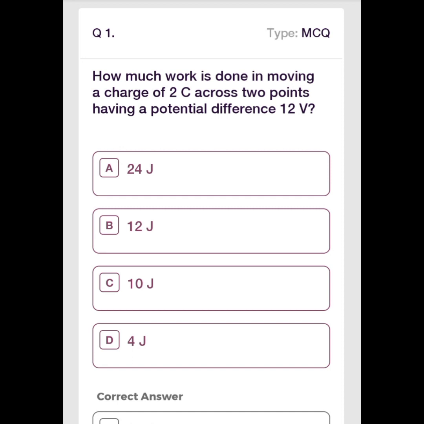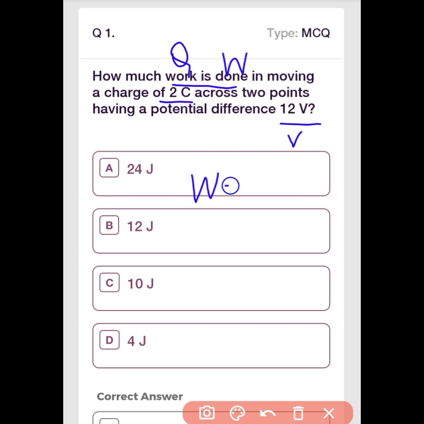How much work is done in moving a charge of 2 Coulomb across 2 points having a potential difference of 12 volt? So here the data given are charge and potential difference. Q is given and V is given. We need to find how much work is done, so we need to find W. What is the relation between W, V and Q?